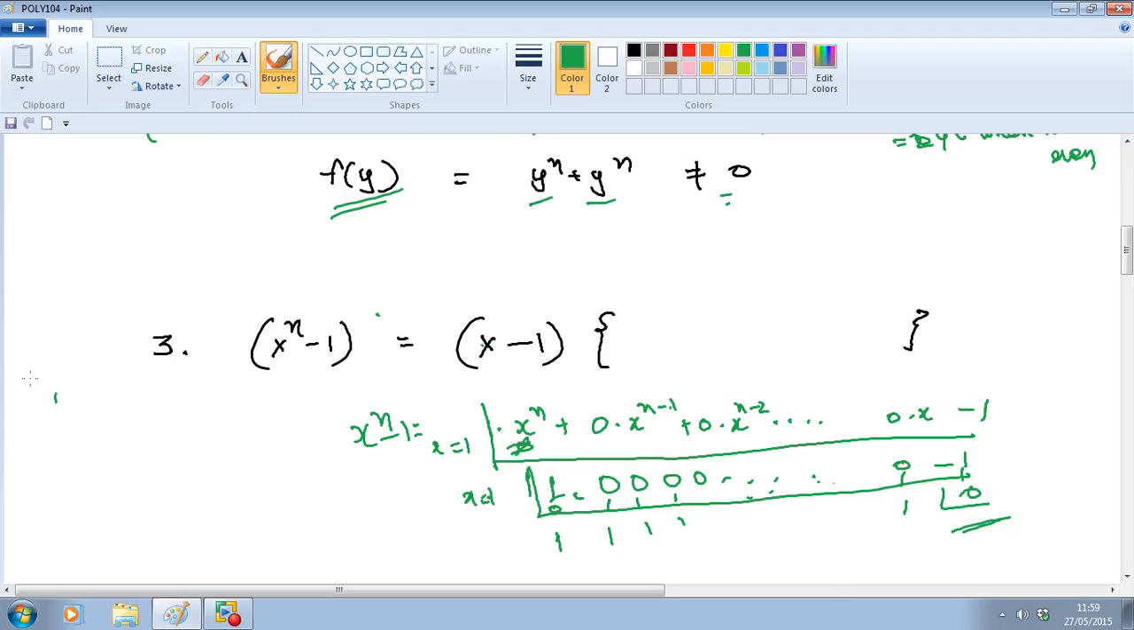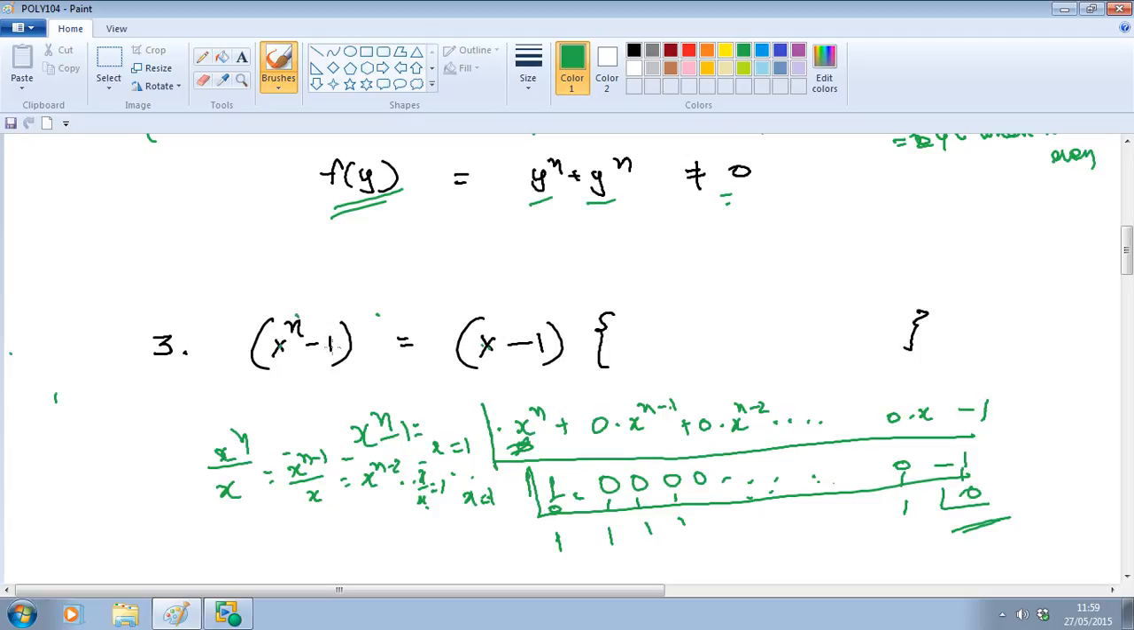When you divide x to the power n by x, you get x to the power n minus 1. And if you divide again by x, you get x to the power n minus 2. Like this it goes on till x by x. So many factors will be there. So let us do it by another method.